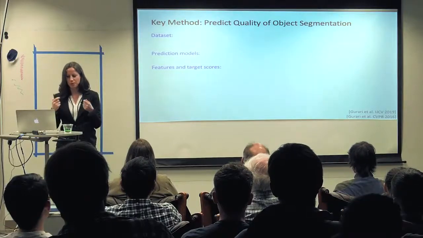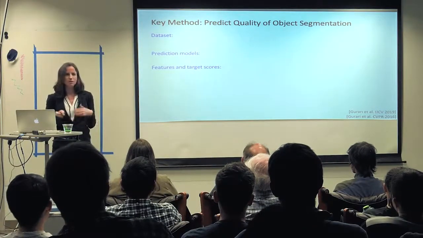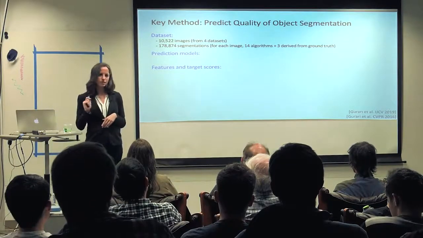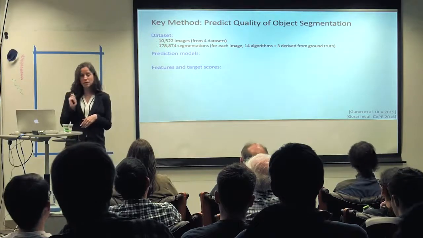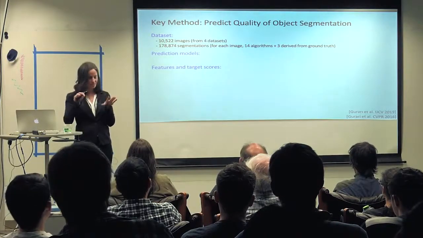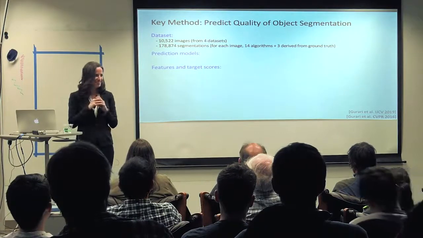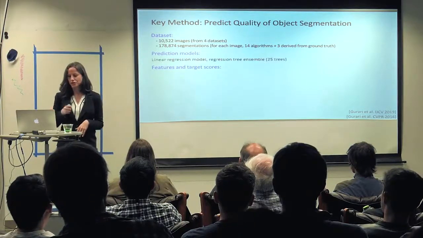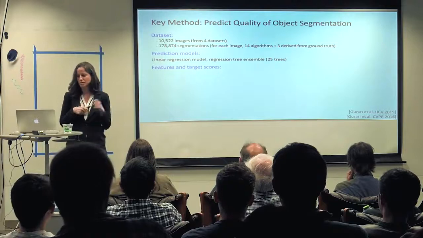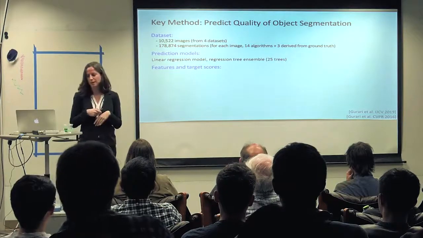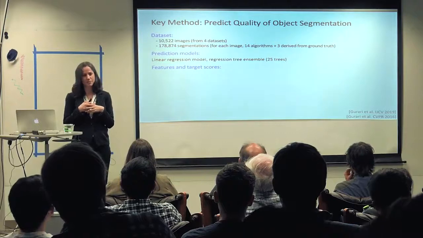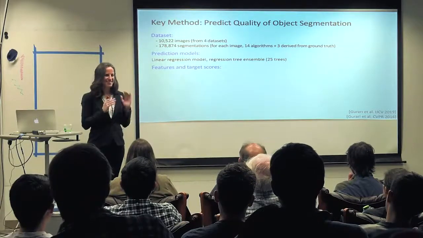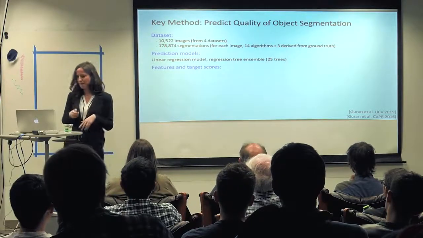So the key ingredients for putting this together was we got a data set. We got over 10,000 images from 4 data sets. For each image, we applied 14 different algorithms. We also, because we wanted high-quality results in a similar amount to the failure cases, developed 3 different segmentations that come from the ground truth. Use that to train 2 prediction models, one for our 2016 paper, one for our 2019 paper, using linear regression model and regression tree ensemble. We did use CNN-based methods. They did terrible. So for those of you who are curious, I'm not showing these results because they just don't do as well. And I'm happy to talk offline about that.